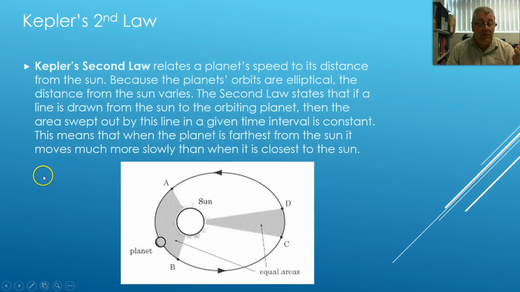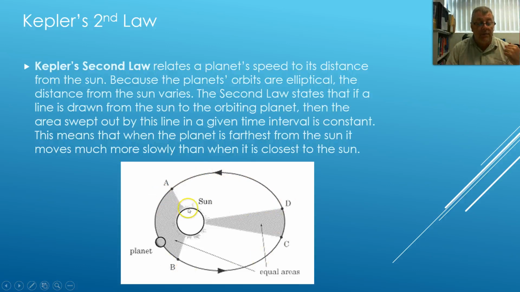Now, Kepler's second law relates the planet's speed to the distance from the Sun. Basically, you can pause this and read all this. It's saying that for something like a comet, when it's a long way away from the center of its focus, it travels slowly. And then as it comes closer and closer to the object it's orbiting around, it gets faster and faster.